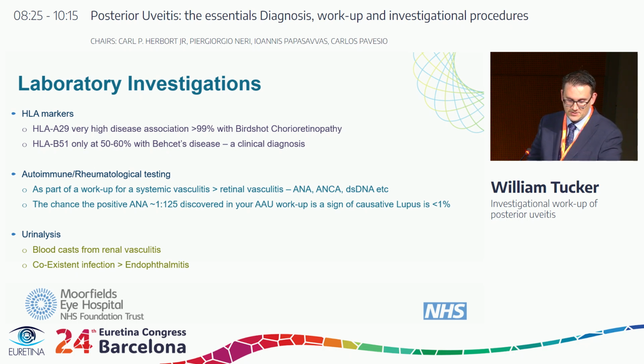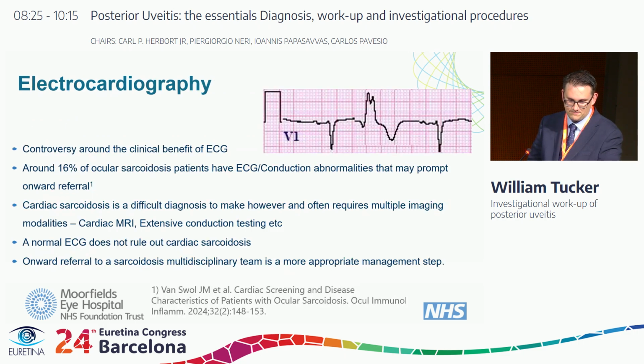Urine analysis is most useful in cases of scleritis to make sure they don't have ANCA vasculitis, but you can look for blood casts and coexisting infection. ECG, I've added this recently, so this is a good test for everybody if they can remember what the little M in the V1 lead means, which is right bundle branch block, in case you had forgotten.